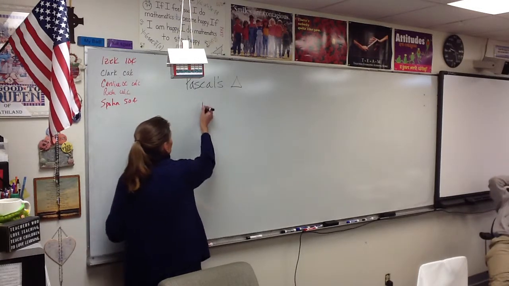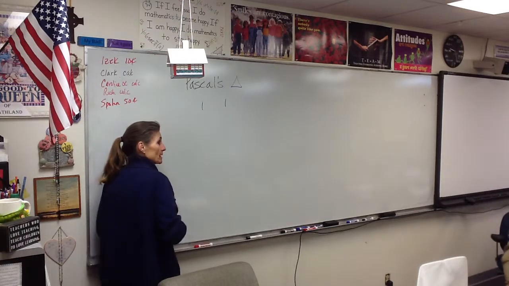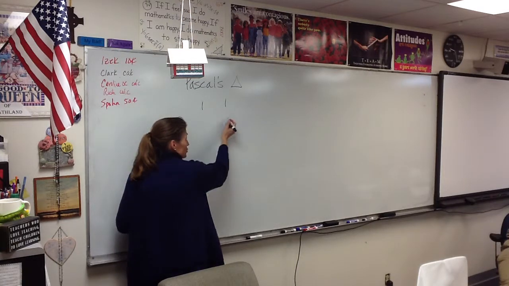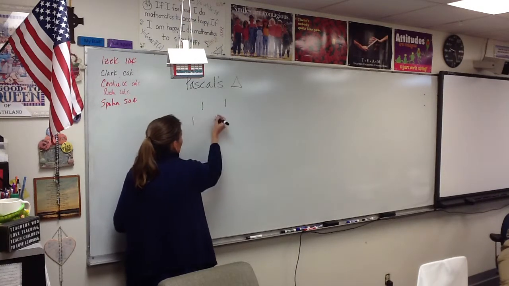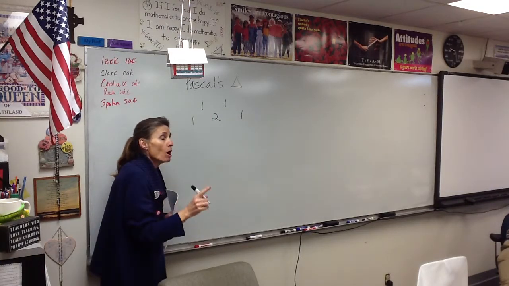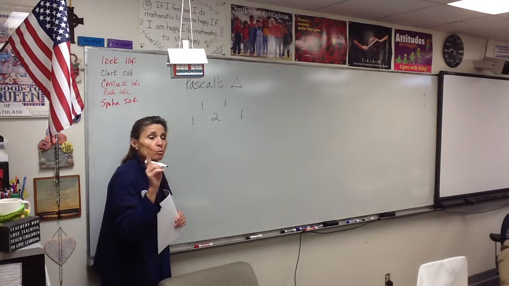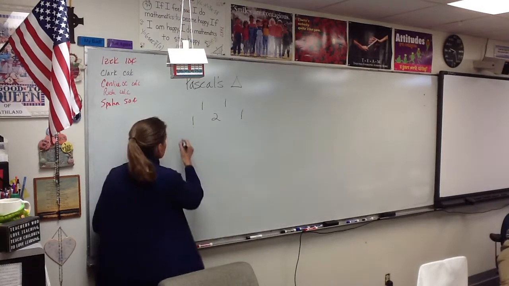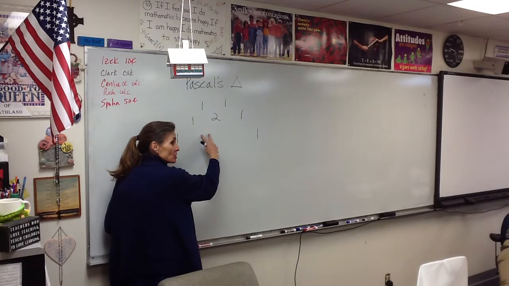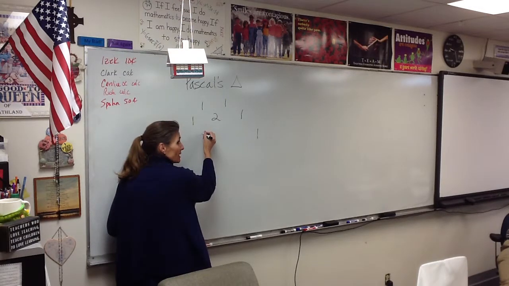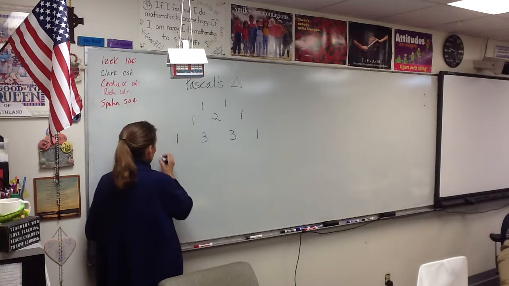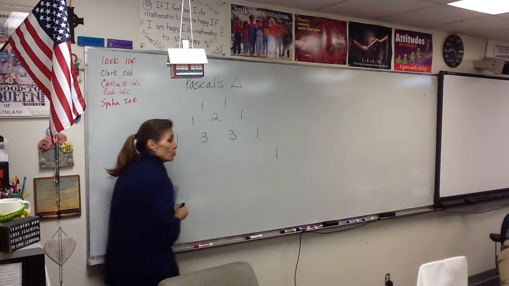Anyway, here it is. Starts with a 1 and a 1. Katie, you need to write this down. What is the next row? We start with 1 and 1. 1, 2, 1. It's right there. Every row starts and ends with 1. The numbers in between are found by adding the 2 above it. So this is going to be a 3, and this is going to be a 3. We start and end with 1.